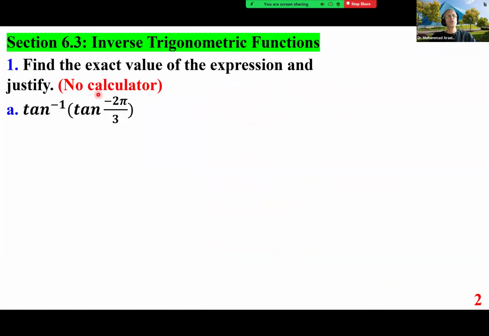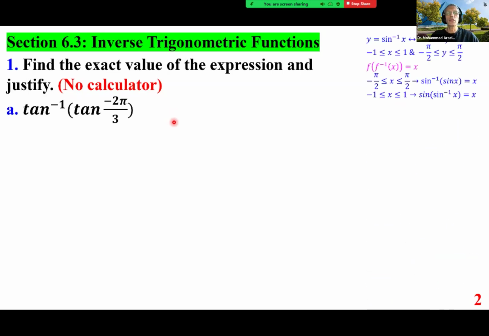Find the exact value of the expression and justify: tan inverse of tan of negative 2 pi over 3. Reminding everyone of a few things as far as the inverse functions are concerned. Remember, all trigonometric functions are periodic. None of them passes the horizontal line test. None of them has an inverse unless you do the restriction. So the restriction that we did for sine was to put that between negative pi over 2 and pi over 2. And it does have an inverse as a result.